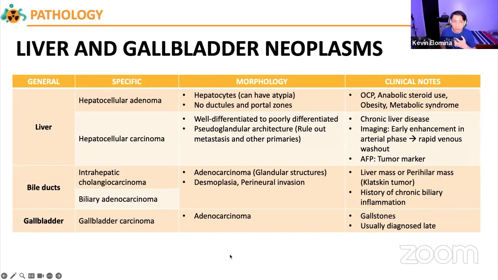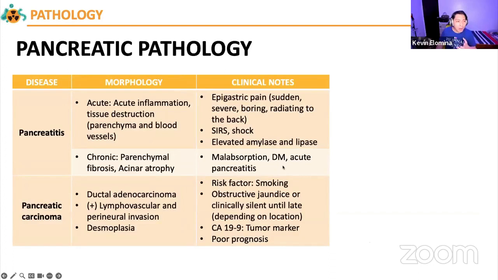Now, because medyo tago yung gallbladder, no? Tapos nakadikit pa siya sa liver, usually madali siyang kumalat, kaya na-diagnose siya late na. Now, for your pancreatic pathology, it's just your pancreatitis and your pancreatic carcinoma.